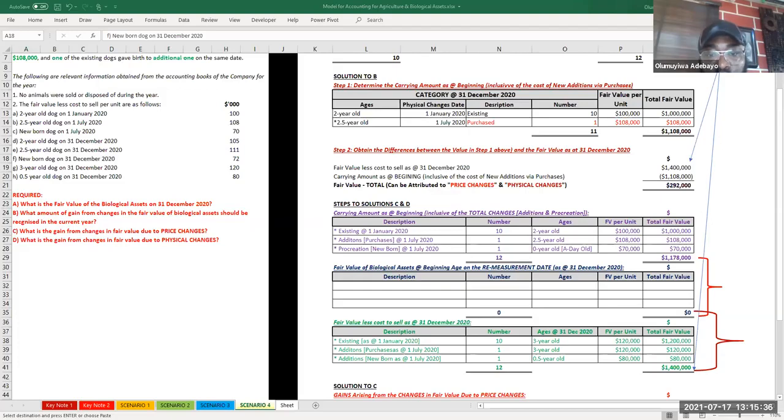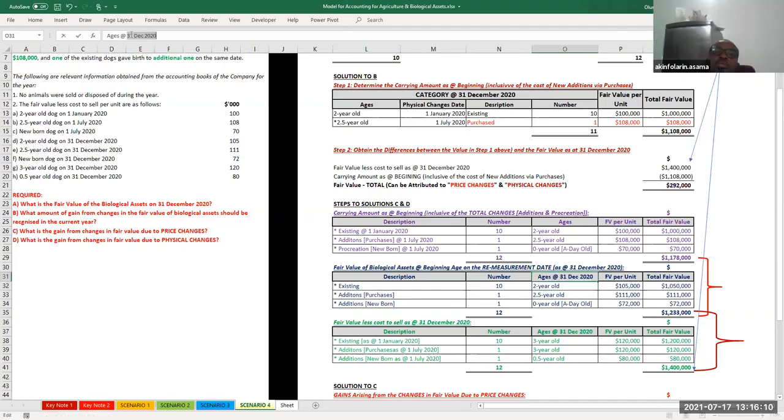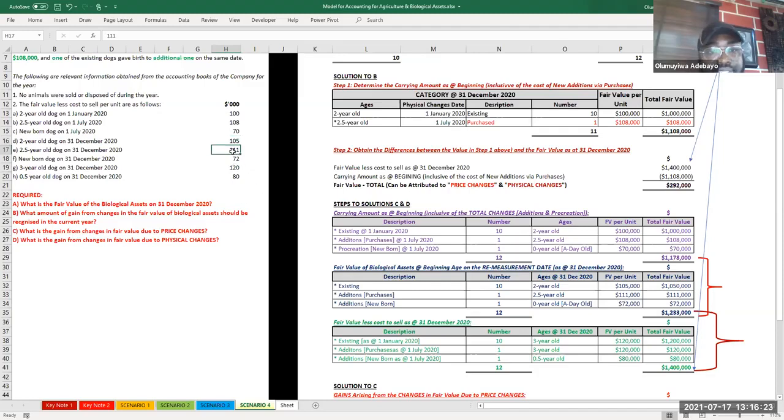And what we are trying to do is to be able to identify the price changes, keeping physical constants. Price varies, but physical age constant. That's what we are trying to do. Now, which means we are trying to carry out a price sensitivity analysis that, okay, how sensitive it is to changes in price given that the age remains the same. And that's why we say the age remains the same as at 31st December 2020 by assumption. And that's how we have 105, 111, and 72.